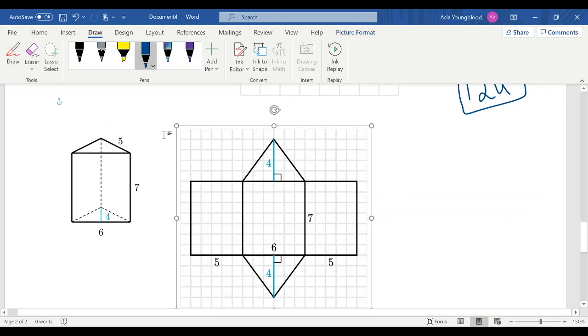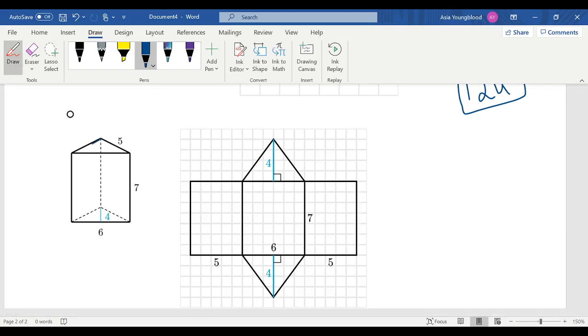Okay, and in our last problem, using nets, we're given a triangular prism. So again, this is called a triangular prism because we have 2 triangles as the bases, and then we know that they're going to be connected by these rectangles. So let's look at these triangles first. Here are 2 triangles right here in the net. So let's try to find those areas.